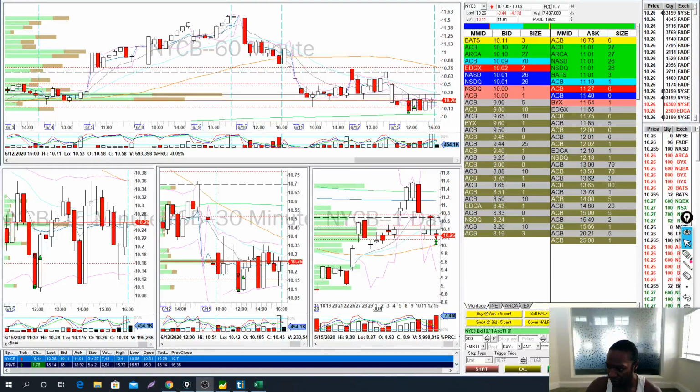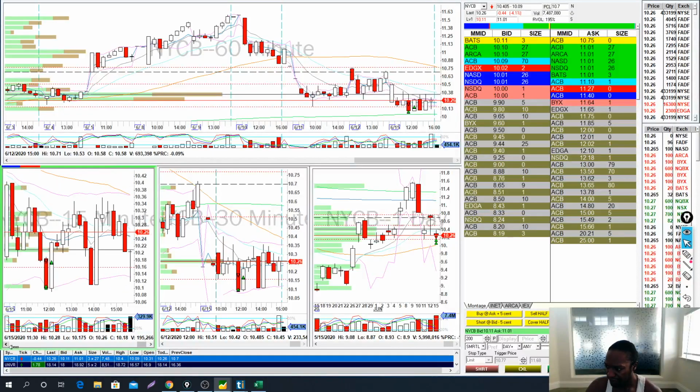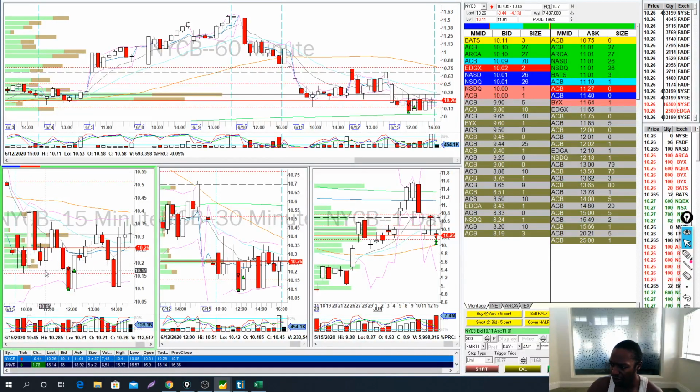First up, we have NYCB. NYCB, I noticed, was setting up on the 15-minute chart, and it started putting in a level at 9:30 here at 10:18. And you can see it touched the level again here at the 10 a.m. candle. And this 11:30 a.m. candle, it actually broke through.